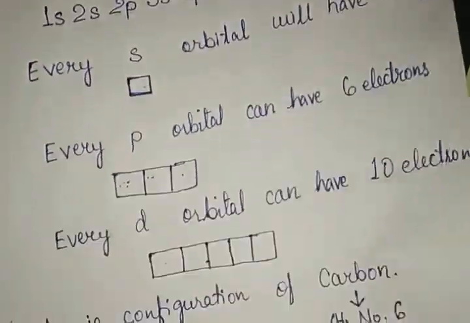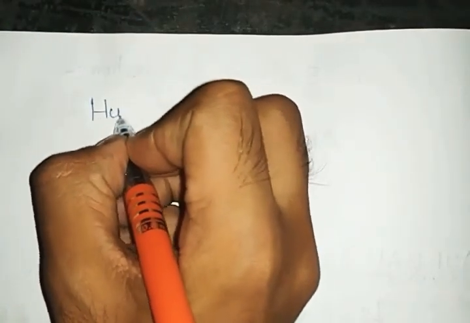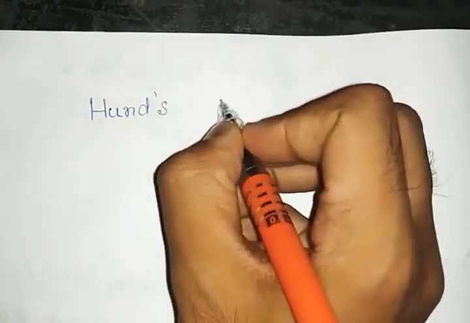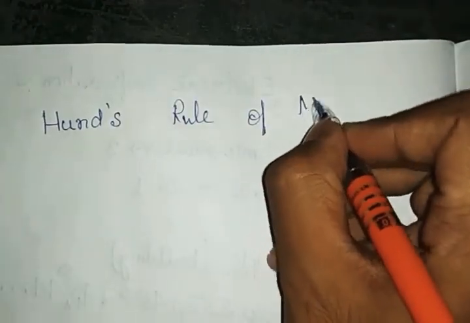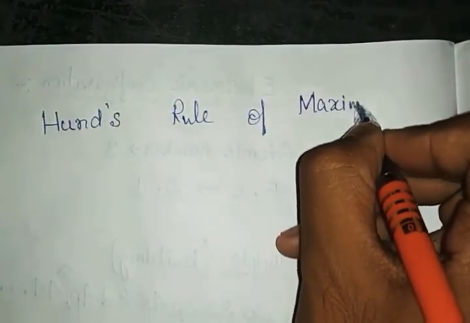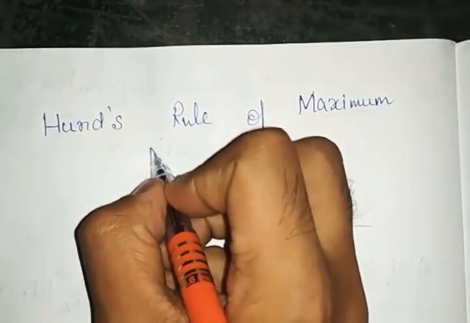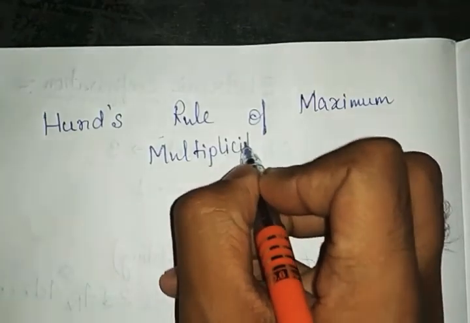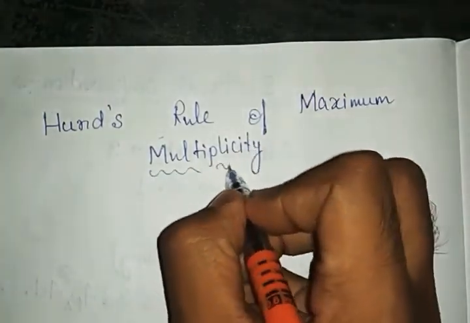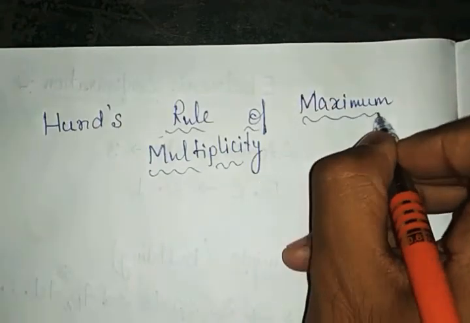Now the final topic here is Hund's rule of maximum multiplicity. Now what is Hund's rule? Hund's rule, H-U-N-D apostrophe S, Hund's rule of maximum multiplicity. Then what does this rule say?